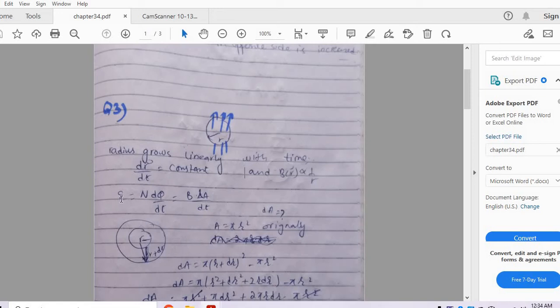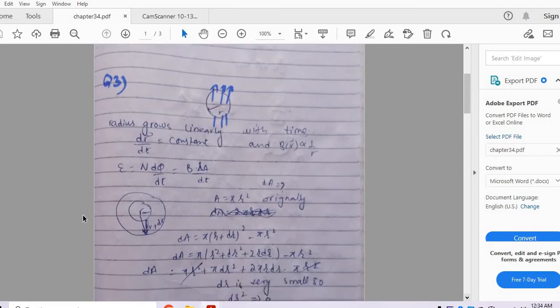We know that the induced electromotive force is equal to N d phi by dt, that is the rate of change of flux, and the flux could be written as B dot delta A divided by dt. So now we have to find the dA. The area of this wire loop initially is pi r square, but when the radius of the wire loop increases from r to r plus dr, then d of A is the change in area. This is pi (r plus dr) whole square minus pi r square, because the radius of the second loop is r plus dr.